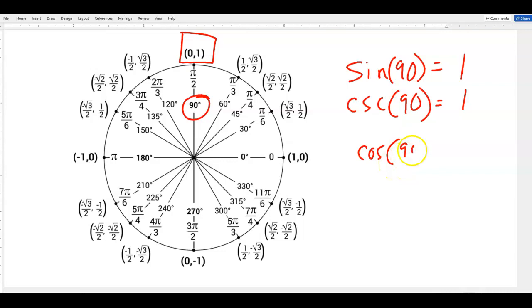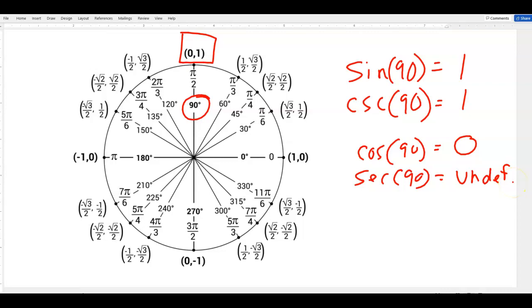Cosine of 90 is just the x value, which is 0. Let's do the reciprocal of that now. Some of you might think the reciprocal of 0 is 0 also. Well, that's actually not true. Here's why. Think of this as 0 over 1. If you flip that over, you get 1 over 0, and you can't have 0 in the denominator. So therefore, there is no solution there, and we'll call that undefined.